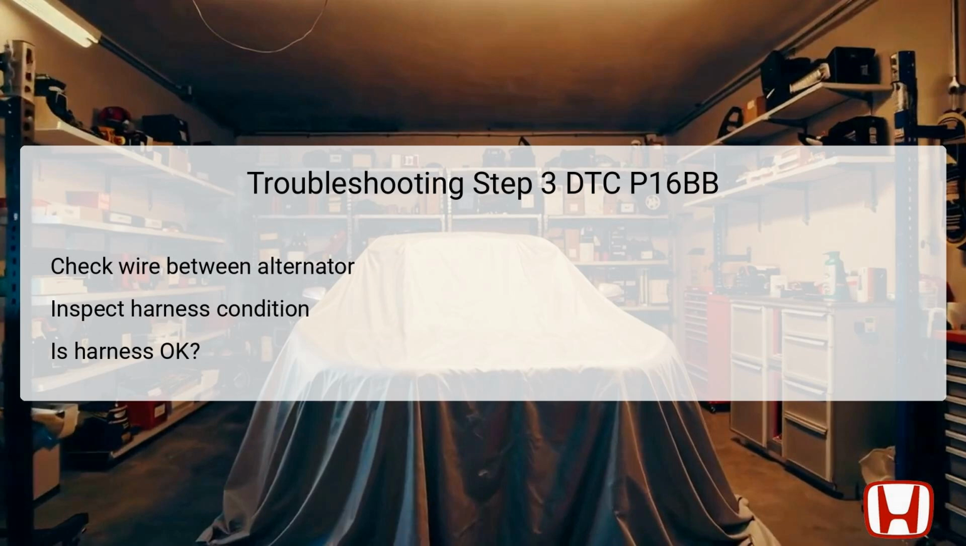If you confirm that the harness is in good condition, then replacing the alternator is necessary, as the issue likely lies within its internal components. However, if an open wire is detected, proceed to repair the specific section of the +B wire leading to the underhood fuse relay box. Once repairs are made, retest the vehicle before final validation.